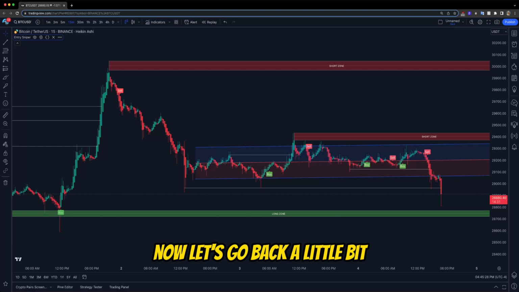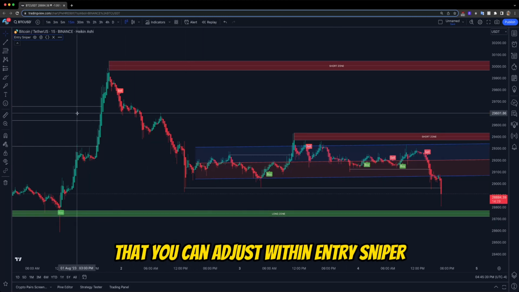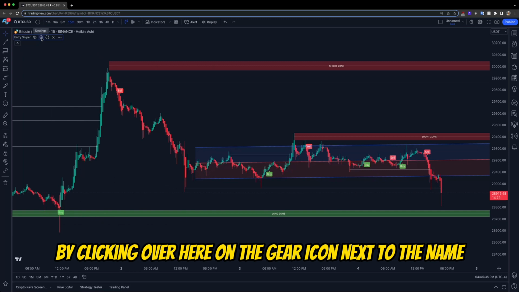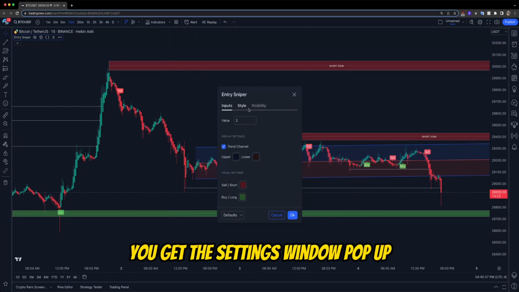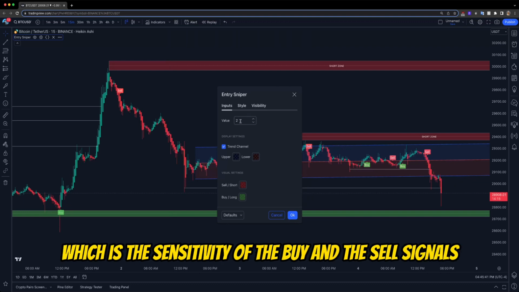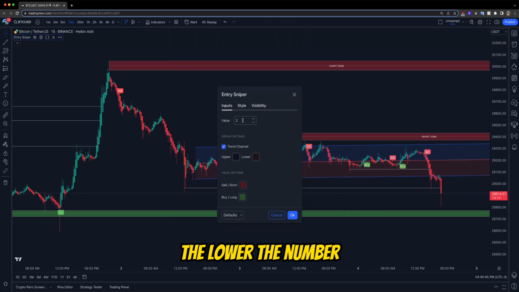Now let's go back a little bit and look at the different settings that you can adjust within Entry Sniper. By clicking over here on the gear icon next to the name, you get the settings window pop up. Here you can change the value, which is the sensitivity of the buy and the sell signals. The lower the number, the more sensitive. The higher the number, the less sensitive.